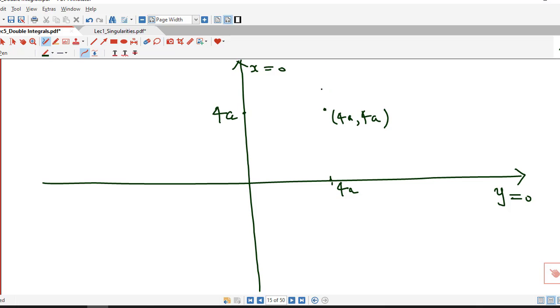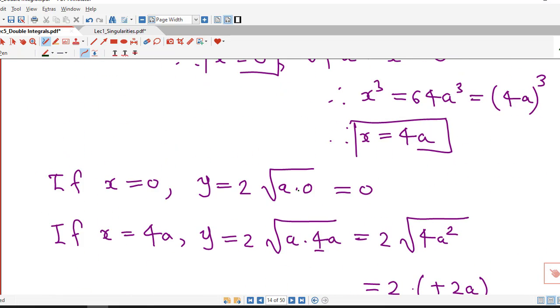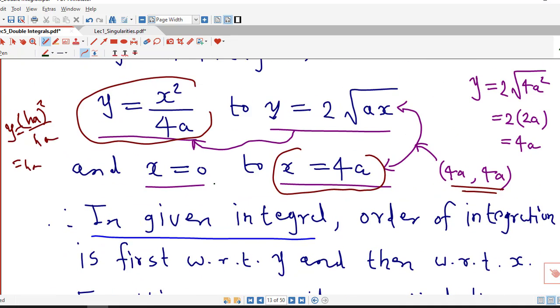So we can first sketch the line x equal to 4a, which is passing through these 2 points. So approximately we have to sketch all the curves. Okay, it should look like a straight line, but this is fine. Suppose this is the line x equal to 4a, and these points are 4a comma 4a and 4a comma 0. Another curve is x equal to 0. So x is from 0 to x equal to 4a.